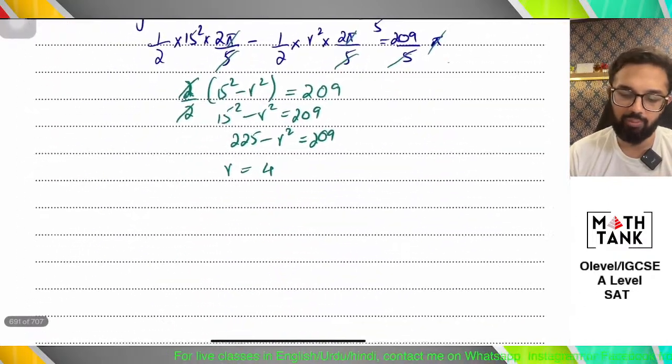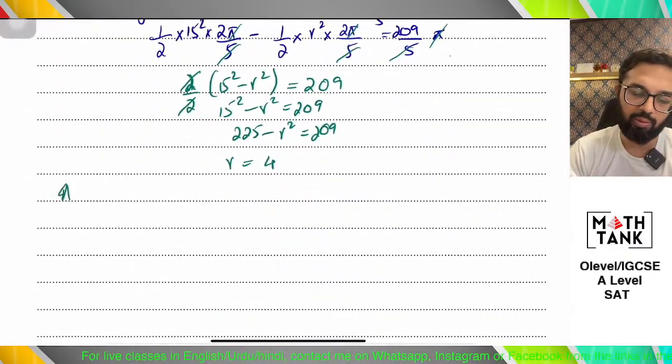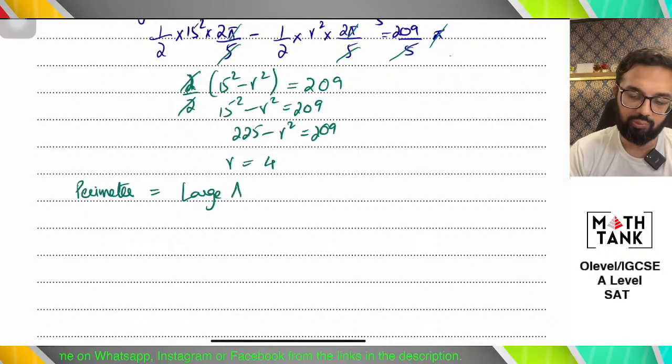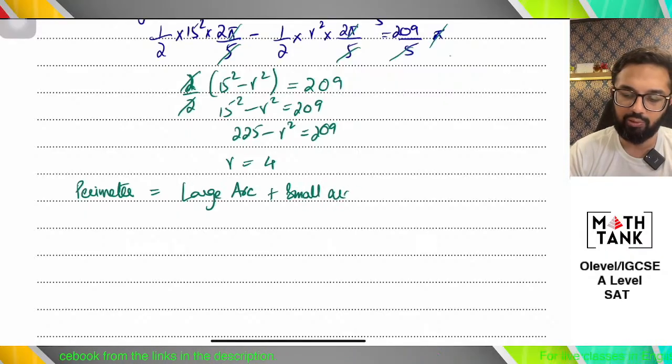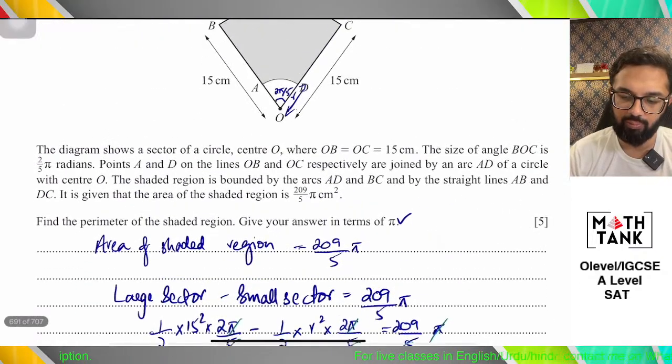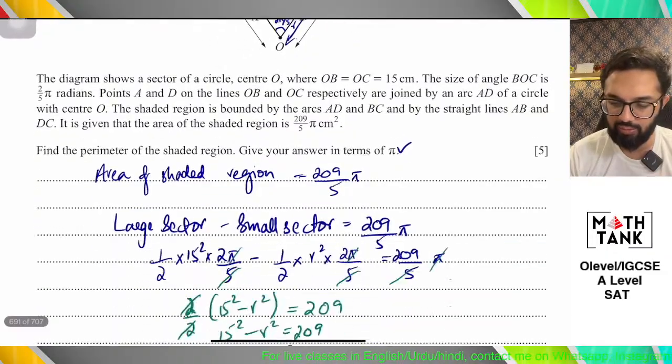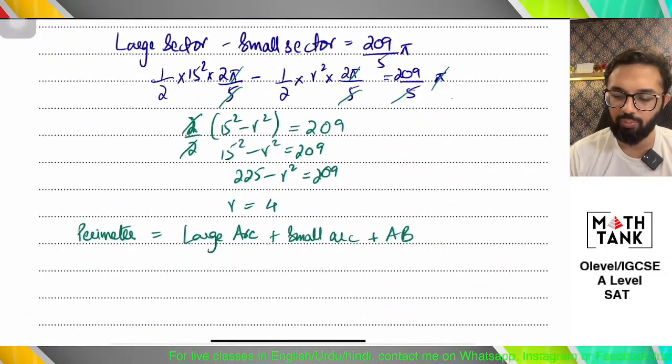Then I have to find the perimeter of the shaded region. So perimeter is going to be the large arc plus small arc, and then the two sides. The names of the two sides are AB and CD. They're both 11 centimeters.